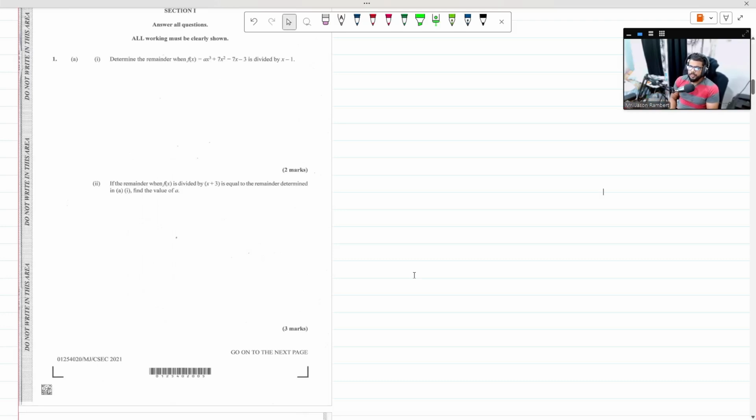All right, so 2021, determine the remainder when f of x is divided by x minus 1. So we'll have f of x over x minus 1 is equal to f of 1, which is equal to a into 1 cubed plus 7 into 1 squared minus 7 into 1 minus 3. So the numbers could add up. I'll get a plus 7 minus 7 is 0, and a minus 3. This is going to be our remainder.